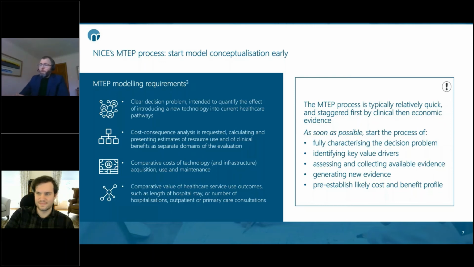The trouble is, with the MTEP process, if you enter that process and you haven't quite sorted those things out, and perhaps you don't have much of a preliminary idea of what your likely cost impact or your comparative benefit profile is, you might already be in a position which one cannot back out of: being assessed, and a recommendation which may not be favorable being cast on the basis of an evidence submission which has inadequate evidence and provides a cost or benefit claim which ultimately doesn't put the company in a very good light.